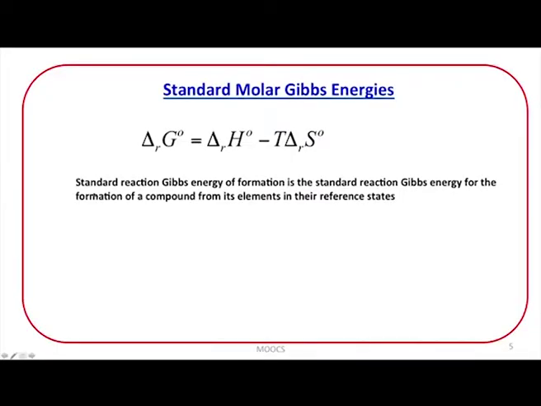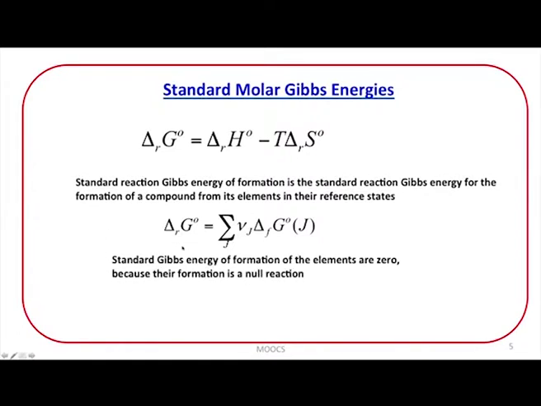For the definition of free energy of formation, let us go back to the slide. The standard reaction Gibbs energy of formation is the standard reaction Gibbs energy for the formation of a compound from its elements in their reference states. This is the overall equation that is to be used to calculate the reaction Gibbs free energies. Also, please note that the standard Gibbs energy of formation of the elements are 0, because these are the formation of a null reaction.